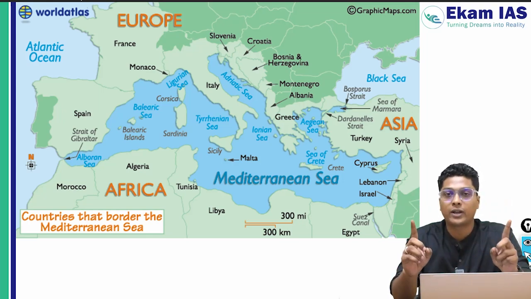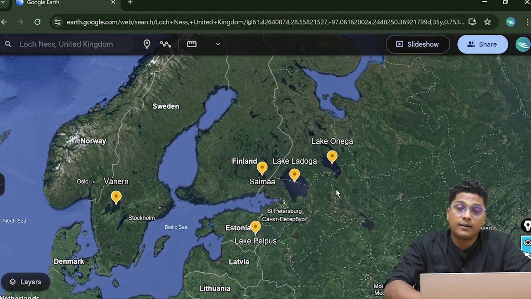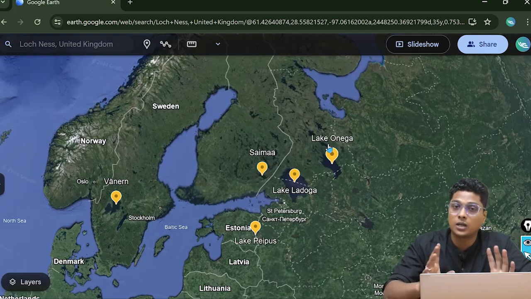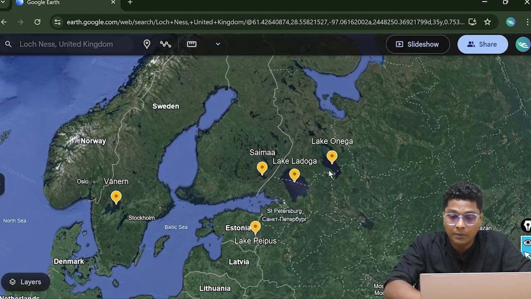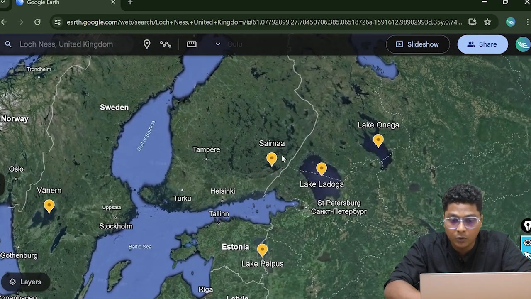Right now, we're going to take a look at the major lakes in Europe. The largest lake in Europe is Lake Ladoga. Nearby, another very large lake is Lake Onega. Both are in Russia itself. Similarly, nearby Lake Ladoga, here we have Finland. This is Russia, this is Finland, and here we have Lake Saimaa, which is also almost a border lake.